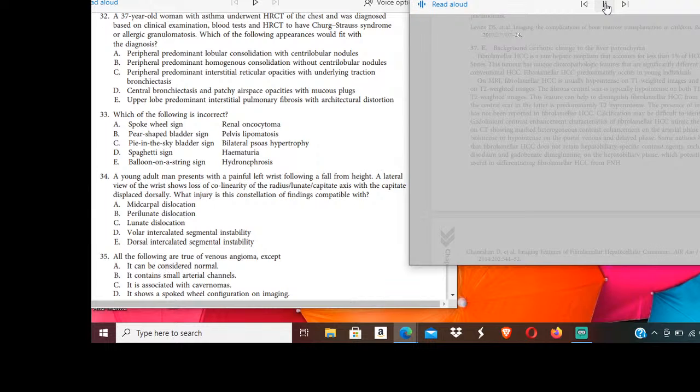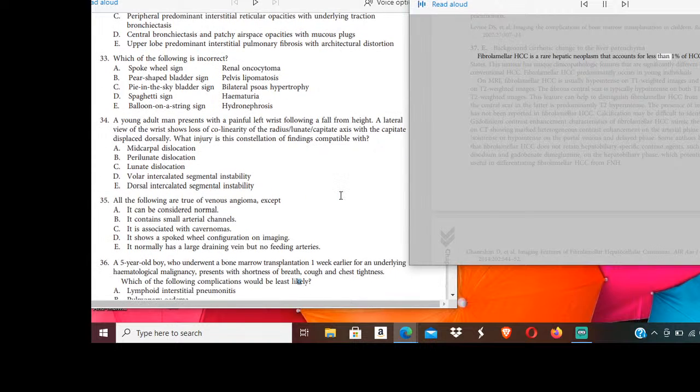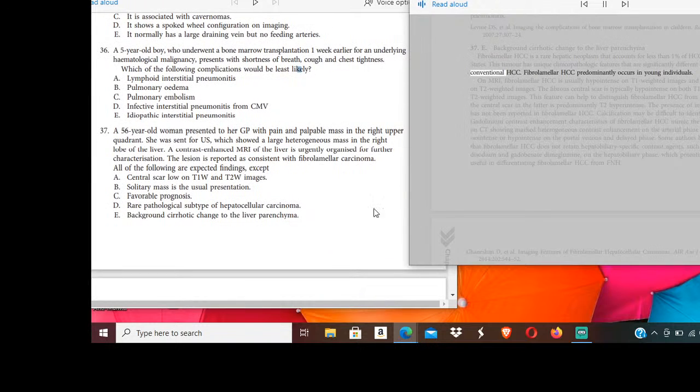37. E. Background cirrhotic change to the liver parenchyma. Fibrolamellar HCC is a rare hepatic neoplasm that accounts for less than 1% of HCC in the United States. This tumor has unique clinicopathologic features that are significantly different compared with conventional HCC. Fibrolamellar HCC predominantly occurs in young individuals.